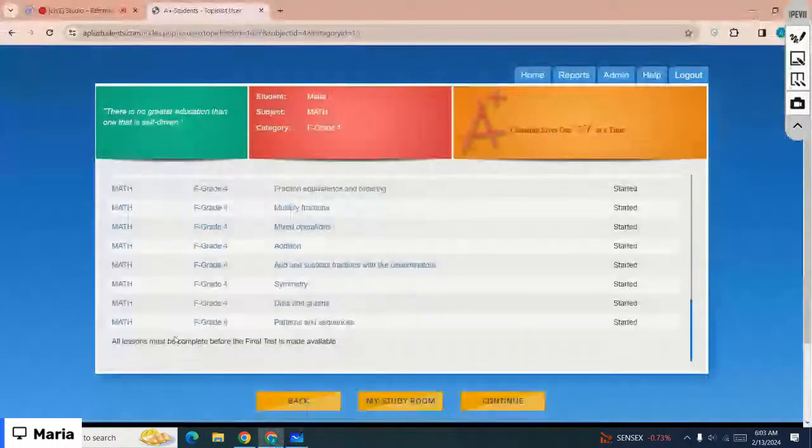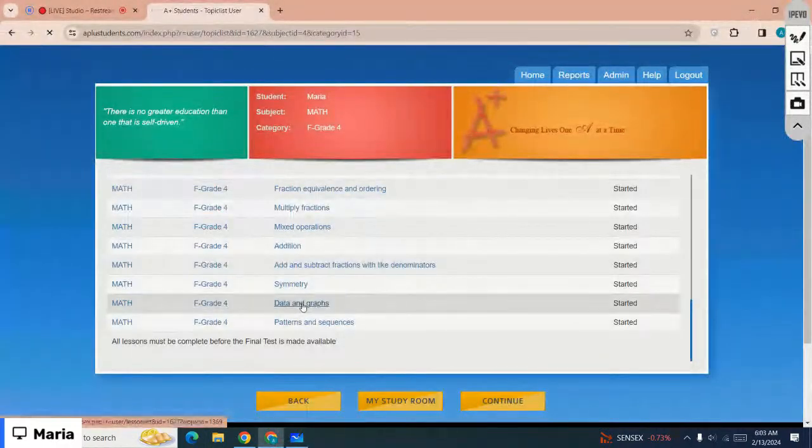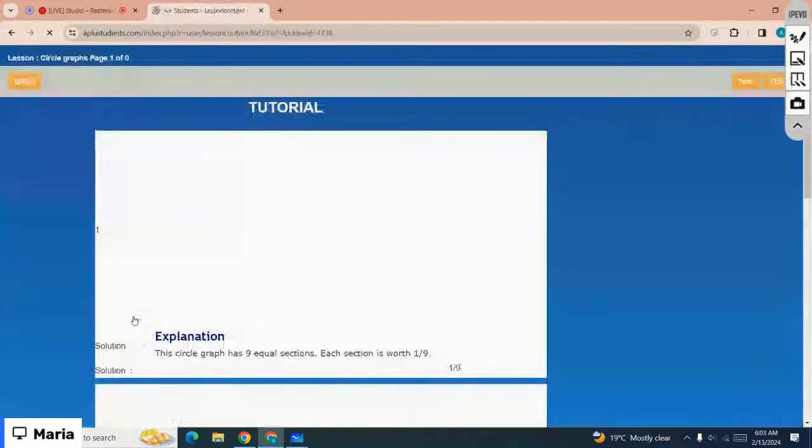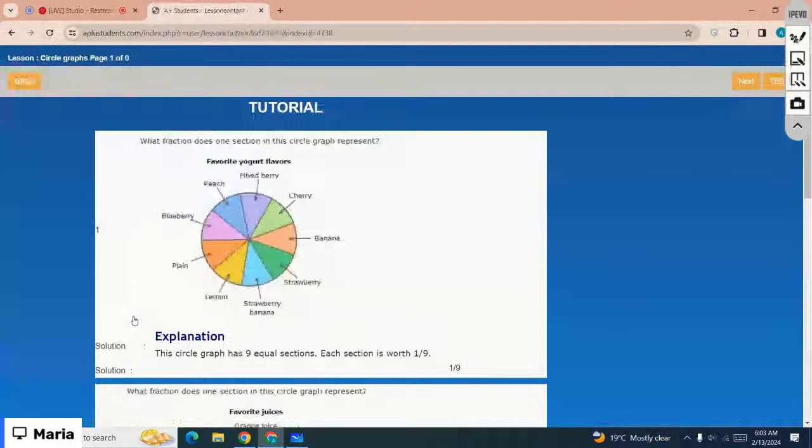Here I'm on grade 4 maths. The chapter is data and graph. Let's start with the first lesson, that is circle graphs. Here I'm on the circle graphs. Okay, you are given a circle graph. Basically the circle graphs look like this. The circle graph has portions with different types of data, right?